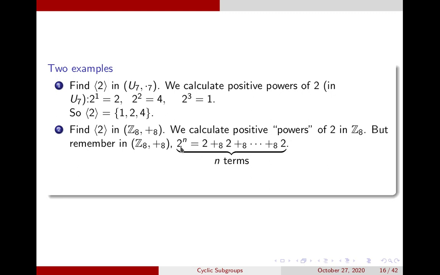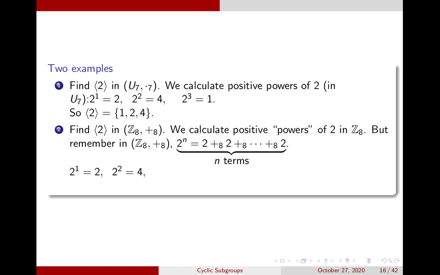So keep in mind that 2 to the n in Z sub 8 really means combining n factors of 2 using the operation plus sub 8. So 2 to the first is 2. I should mention that 2 to the 0 is the identity, namely 0. 2 to the first is 2.